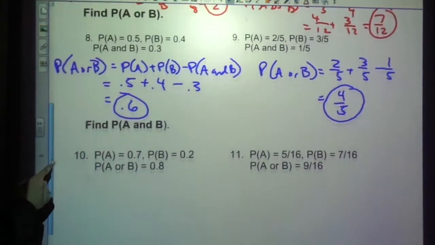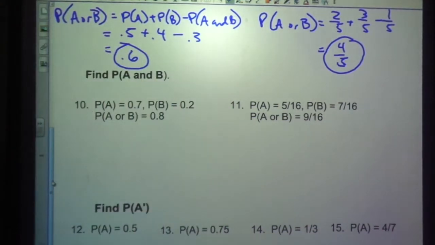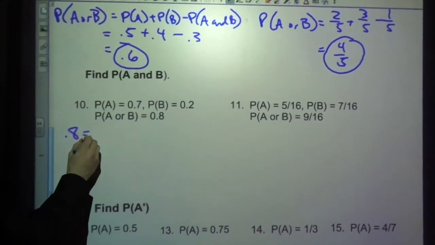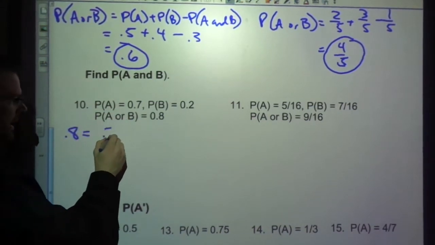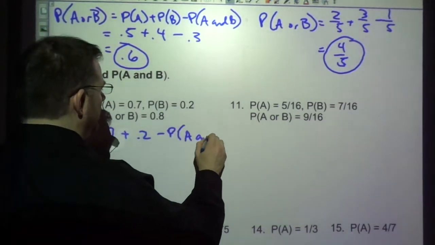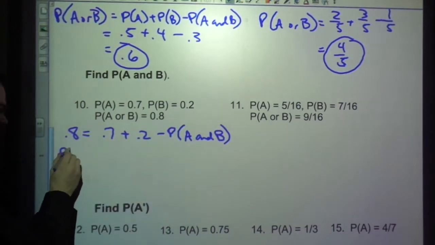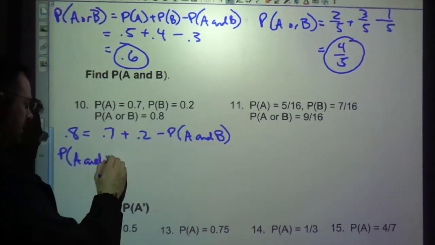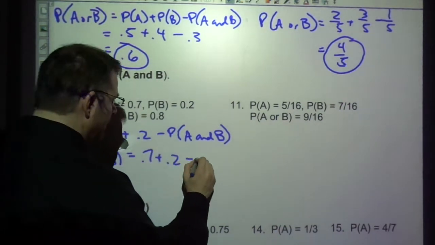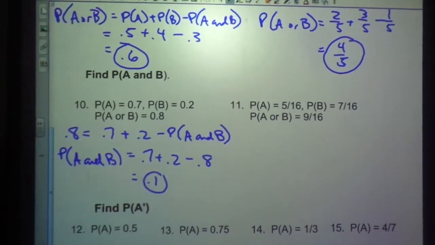Okay? Down here, find A and B. Okay, so this is asking for the overlap. Well, they give us this part, that A or B is 0.8. So we know that's equal to A plus B minus the overlap. And that's what we're trying to find this time. So let's add the overlap over here. And let's subtract the 0.8 over here. So that is 0.9 minus 0.8, 0.1.